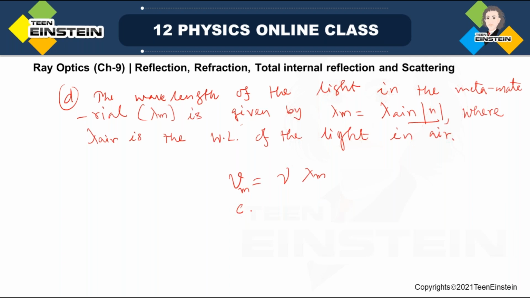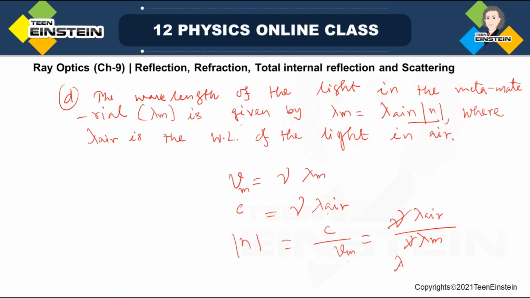So if I write, c also can be written as nu into lambda air. So refractive index is c by vm, c by vm, we know that. So then if we take the ratio, c by vm, then what we get? Nu lambda air is equal to nu lambda m. This goes, so lambda air will be lambda m into refractive index.